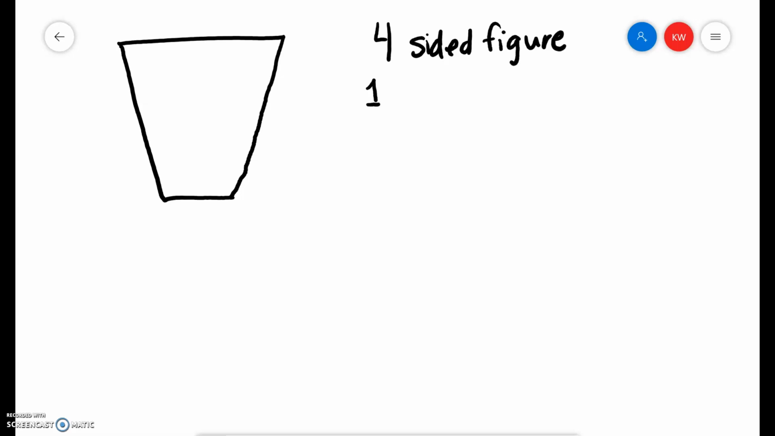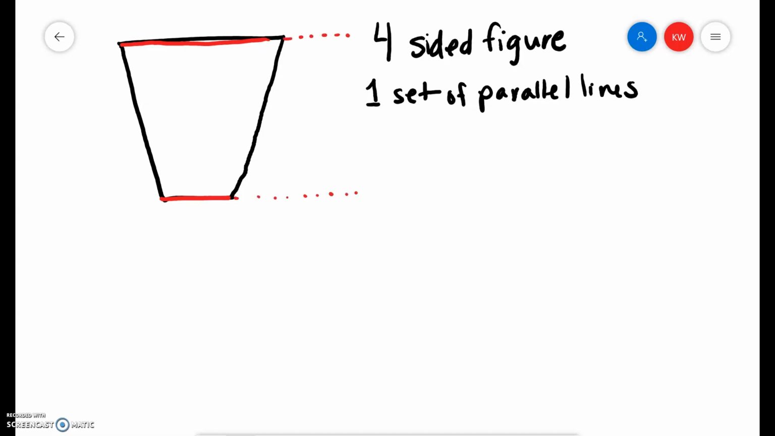And then I also know that it has one set of parallel lines. Go ahead and try to see if you can find which of those lines are parallel. Good. If you said these two, that's correct, because if these lines were to keep going on forever until the rest of time, they literally will never intersect, meaning that they'll never cross. Whereas these two lines, if I were to continue them, would eventually intersect or cross with each other right here. So we know that a trapezoid has one set of parallel lines.